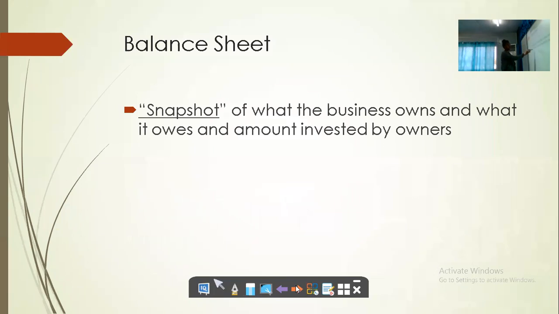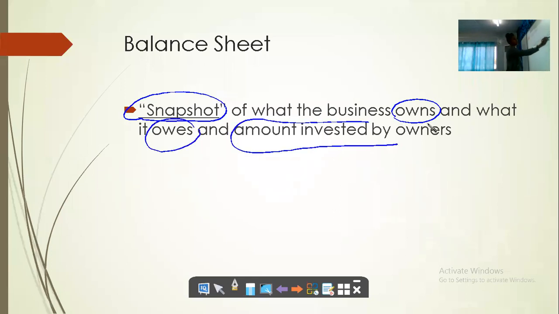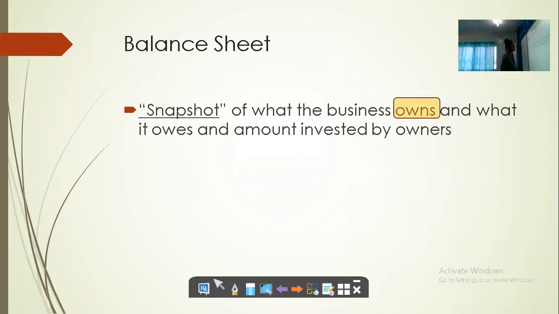Basically, a balance sheet is a snapshot of what a business owns and what it owes, and the amount of investment put into the business by the owners. So the balance sheet is showing what a business owns and what it owes. You can say it's a snapshot of what the business owns.